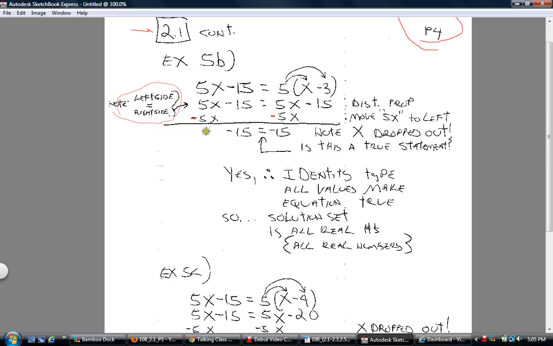Add your columns up. Here's a 0. Here's negative 15. 5x minus 5x is also 0, and here the negative 15 comes down. And all of a sudden you look and you go, holy moly, what the heck happened to my x variable?